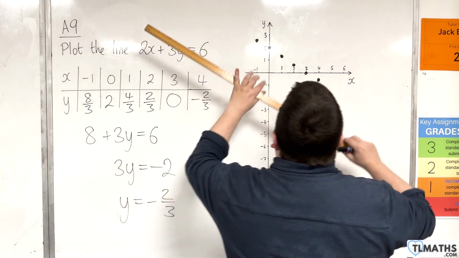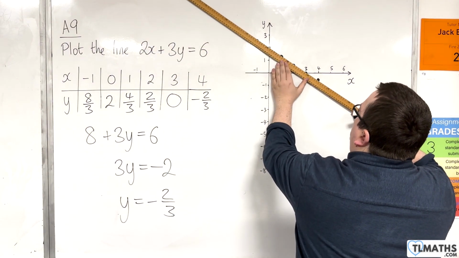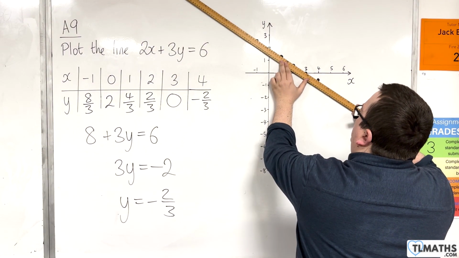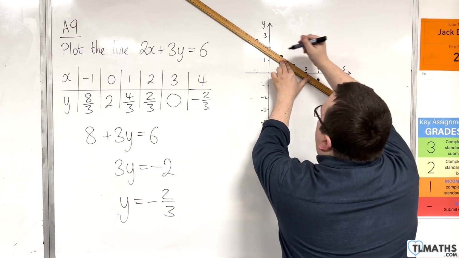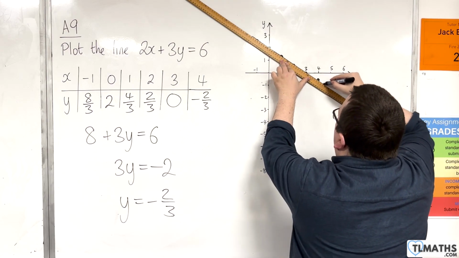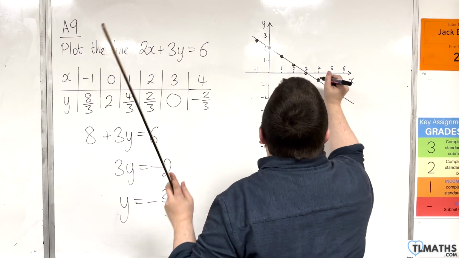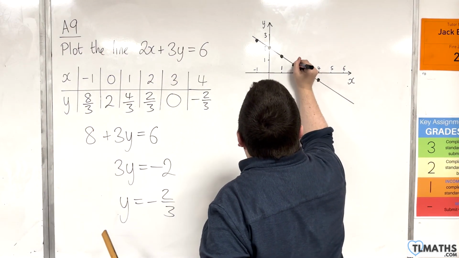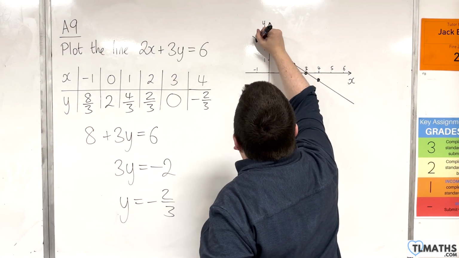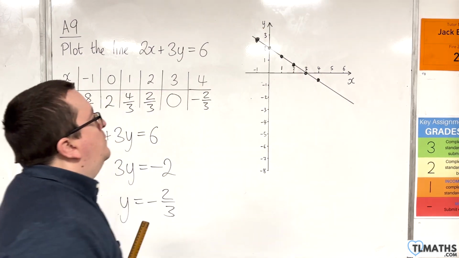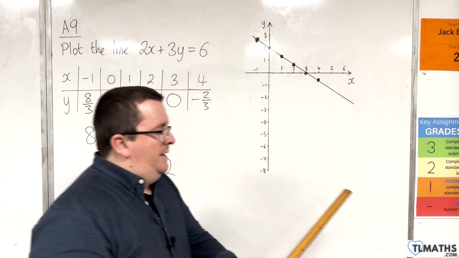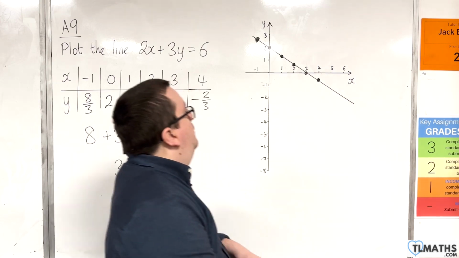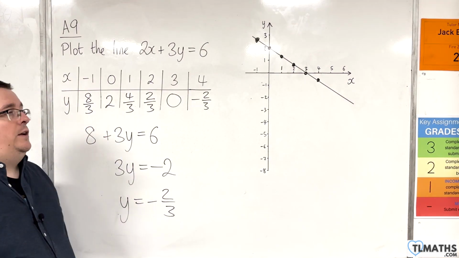I don't think that plotting's too bad. So we're definitely going through those 2 points, so 0, 2 and 3, 0. So I'm going to make sure that my line goes through those 2 points. And then I'm just going to tidy up a bit on mine. Okay, and so there is my graph of 2x plus 3y equals 6.